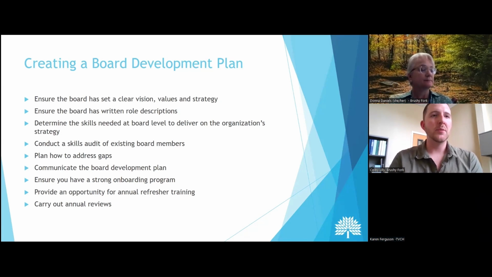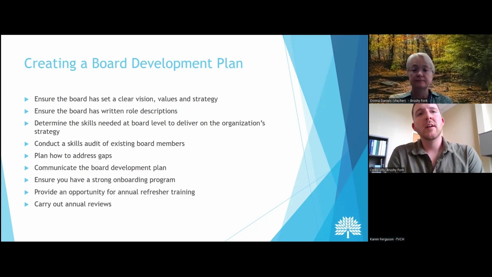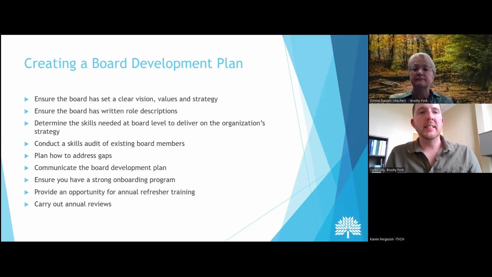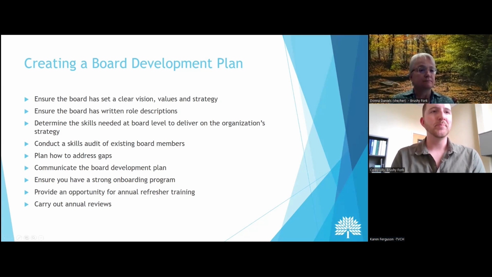Also included and recommended is an annual refresher training. Here, the board can provide annual refresher training to keep skills current. This will help reinforce the board's effectiveness. Lastly is implementing annual reviews. The board should conduct annual reviews to discuss contributions, future plans, and development needs. Good boards insist on accountability.